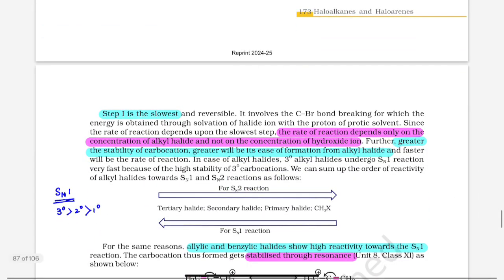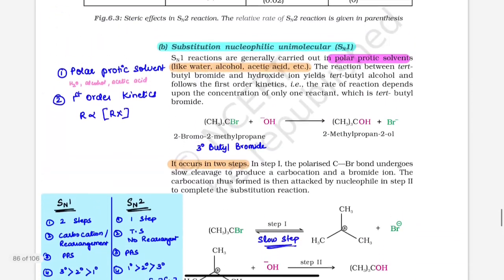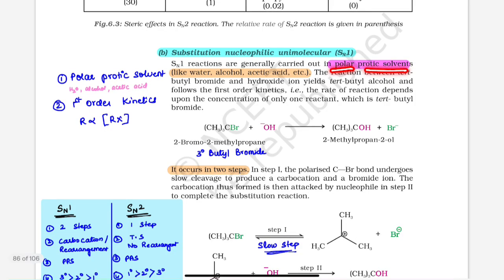So here you can see step 1 is the slowest and it is reversible. It involves C–Br, that is, the bond between C and Br breaks, for which the energy is obtained through solvation of the halide ion with the proton of the protic solvent. So here in SN1 reaction we are going to use a polar protic solvent.